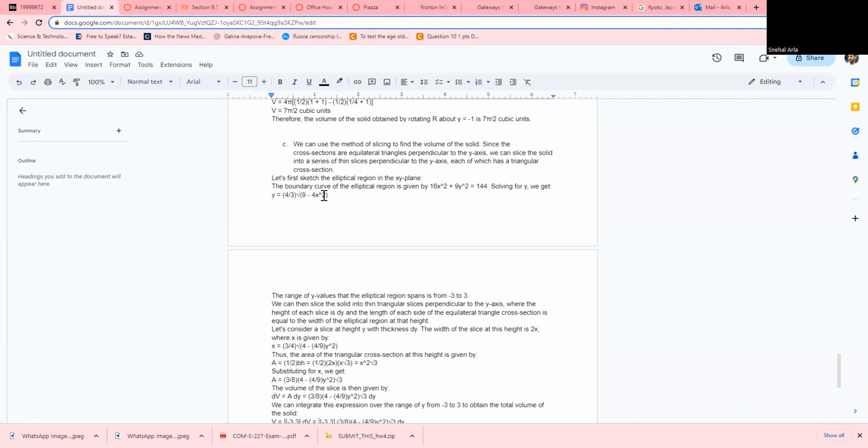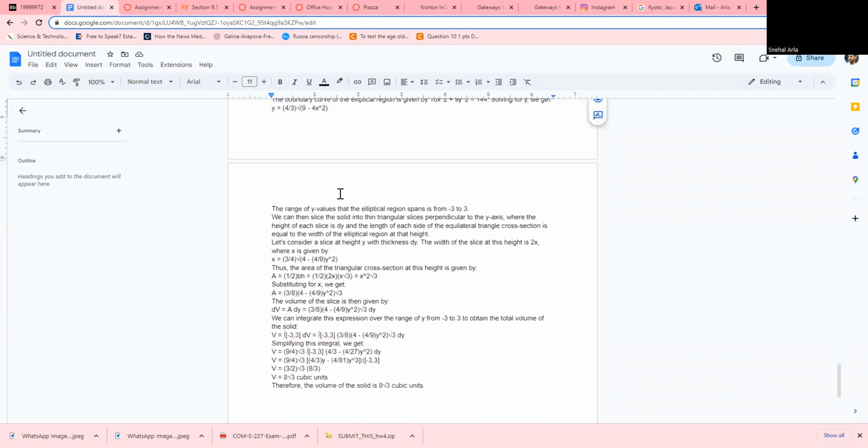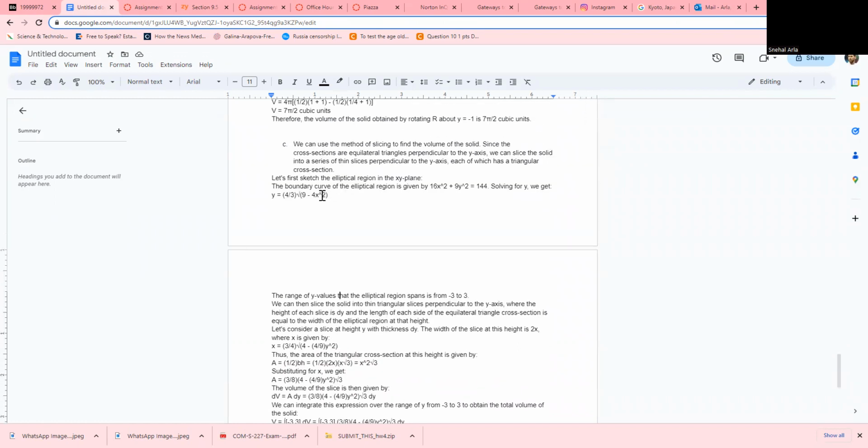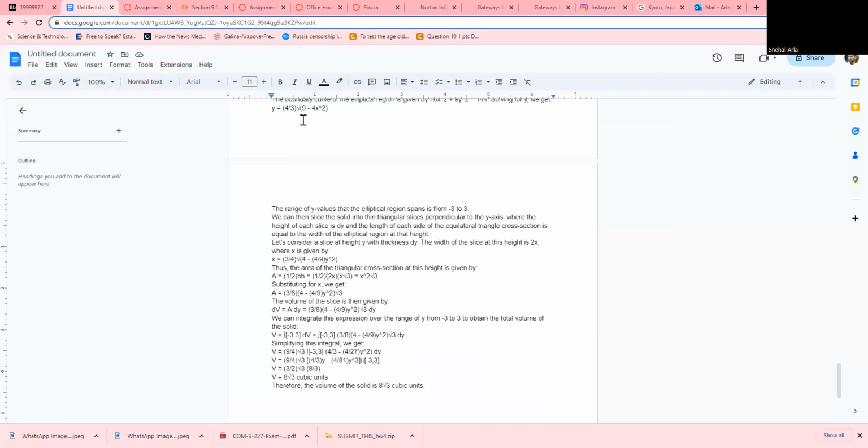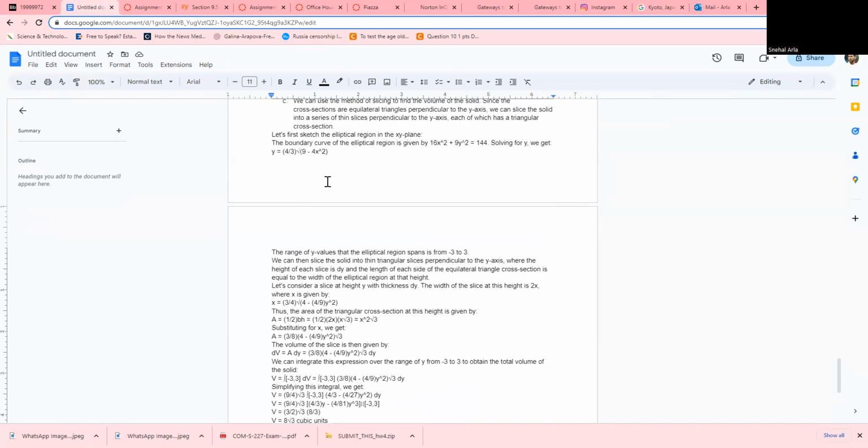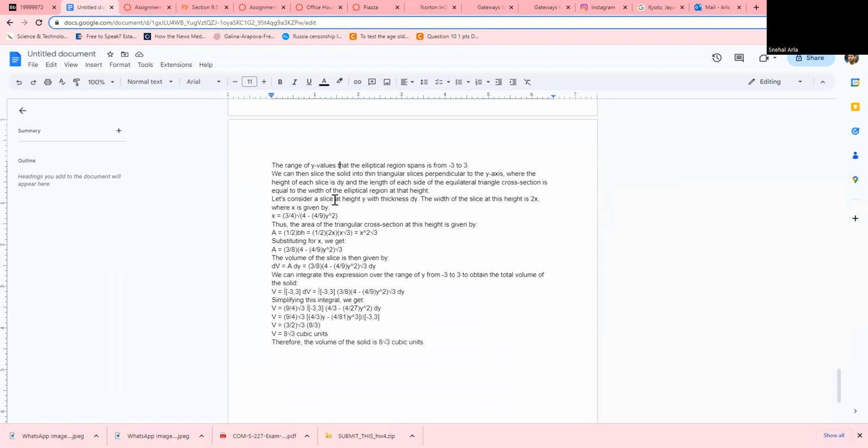Let's first sketch out everything. The boundary curve of the outer region is given by 16x squared plus 9y squared equals 144. Solving for x, we get x equals 3 over 4 times the square root of 16 minus y squared. So the boundary curve is that, and we're solving for x.